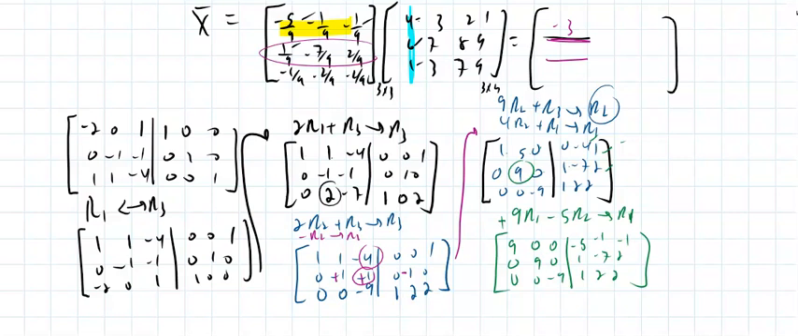4 minus 42 is 38. 38 plus 2, that turns out to be 40 over 9. Am I doing this right? Why is it not making sense? Okay, that is making sense actually.